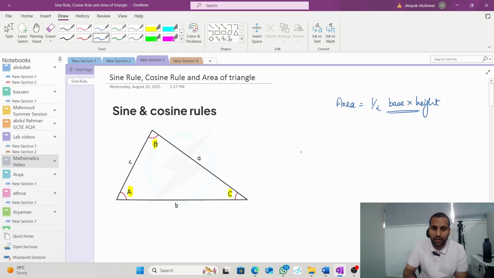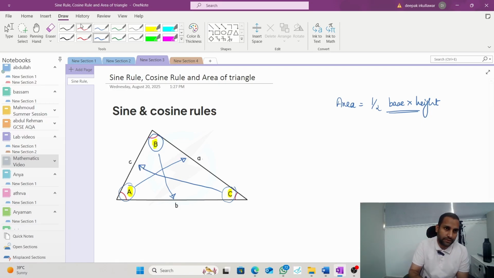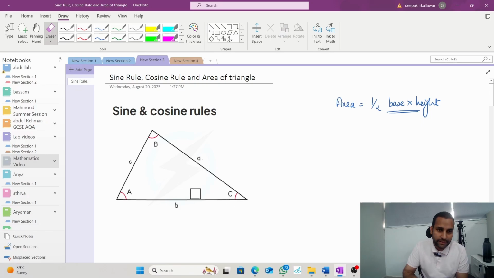Sine rule. First of all you need to name this triangle. So suppose I am writing this as A, side opposite to this angle A is small a. Then if I write this as angle B, side opposite to angle capital B is small b. Then I will take this angle as C, side opposite to this angle C is small c.